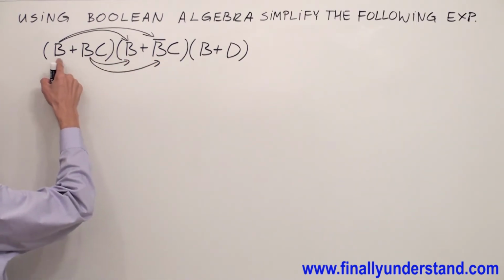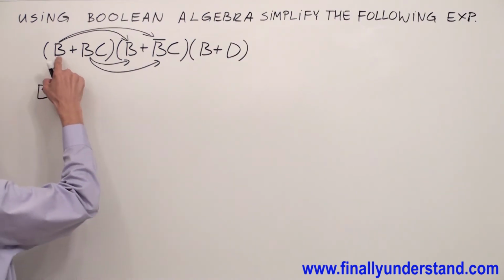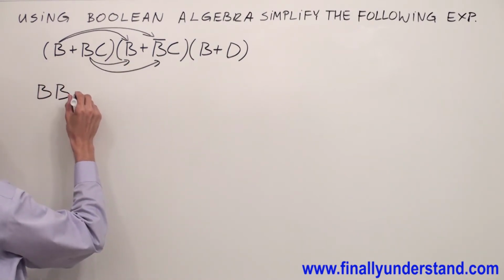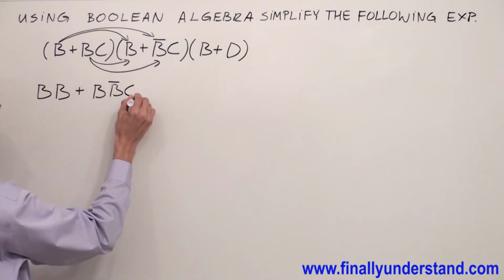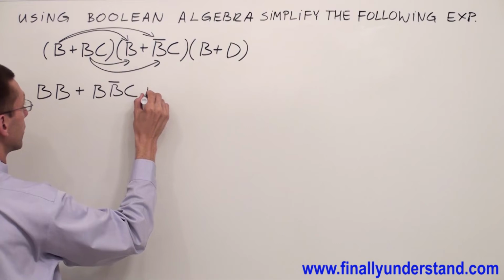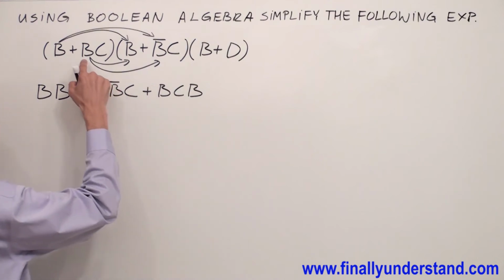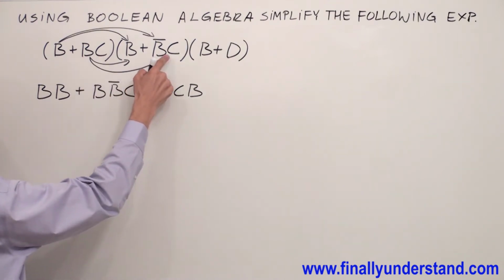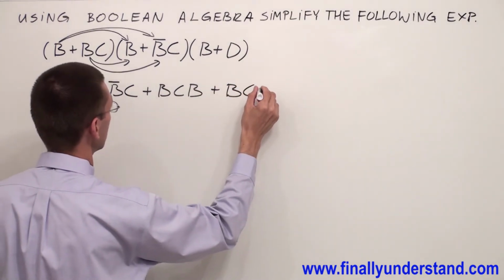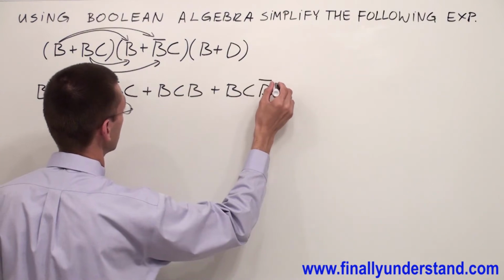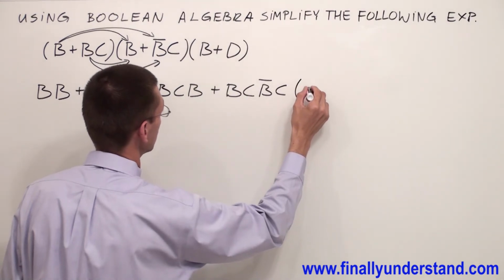So I'm going to have b times b. I'm going to have b times b naught c. bc times b. And bc times b naught c. And I'm going to copy the third parenthesis.